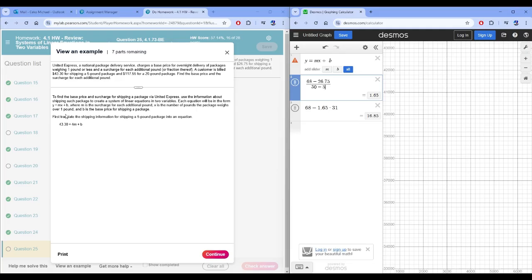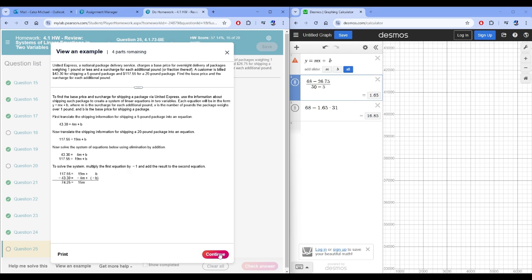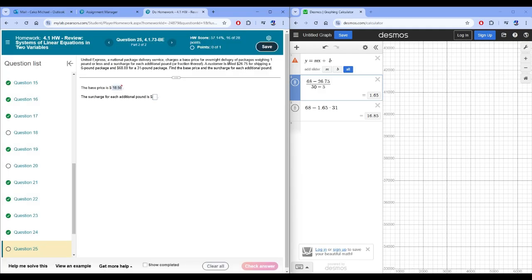m is the surcharge, x is the number of pounds. The package weighs over 1 pound. Okay. Now solve the system of equations. So if I were to go back to my equations, I get m, plug it back in, find b. So let's do this one more time. I'm curious now.